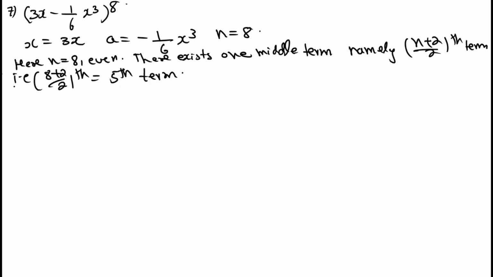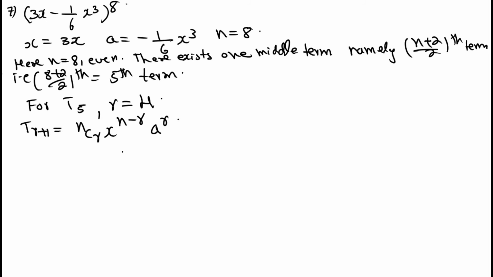So in the next step, to calculate the 5th term, T5, we know the r value is 1 less than the required value. The r value is 4. So write the T(r+1) formula. T(r+1) equals nCr into x to the power n minus r into a to the power r. T5, you can write it as T(4+1). Here you can see the r value equals 4.